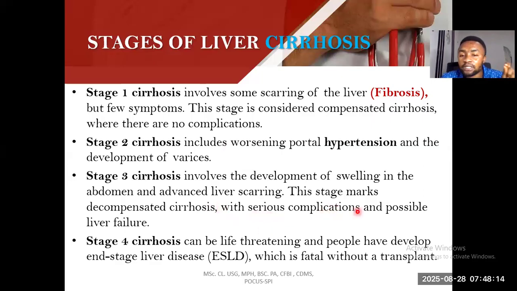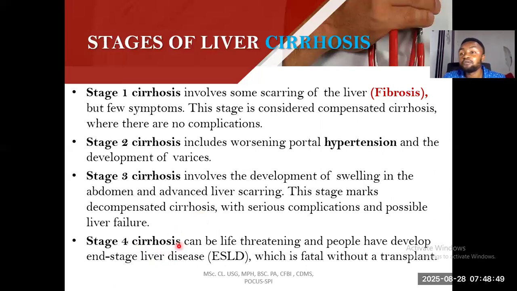With serious complications and possible liver failure. Serious complications: ascites, SBP, you have pedal swelling, like a whole lot. You see, stage 3, don't get there. Don't just get there because it's a serious issue. Once you get to stage 3, your days on earth are numbered. So you start giving yourself to your maker because the days are numbered.